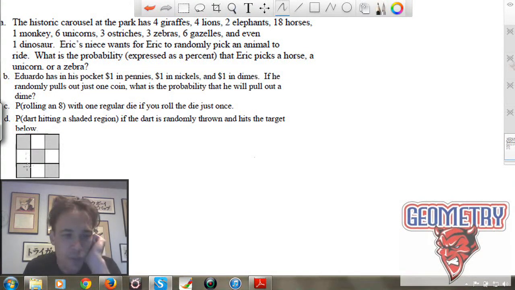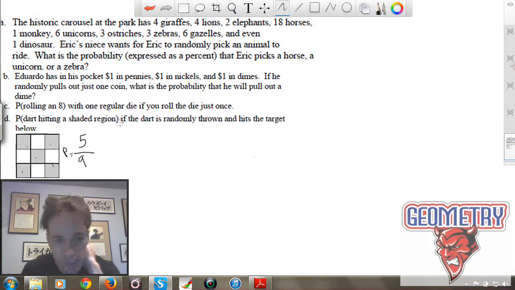And so each of these sections has the same area. So we're going to figure out the total number of sections that there are. There's 1, 2, 3, 4, 5, 6, 7, 8, 9 sections. And then we're going to see how many of those sections are shaded. 1, 2, 3, 4, 5. So the probability of a dart hitting the shaded region is 5/9.